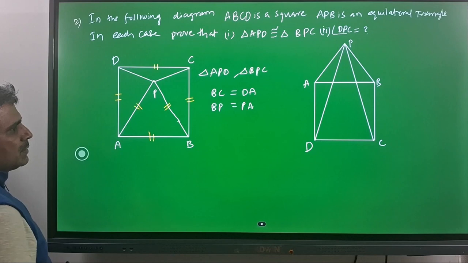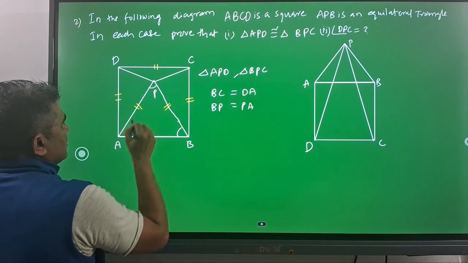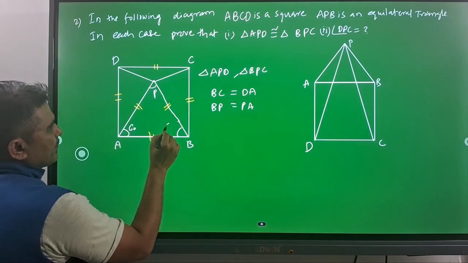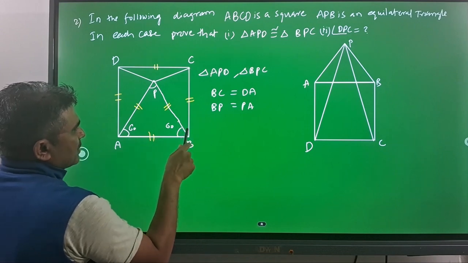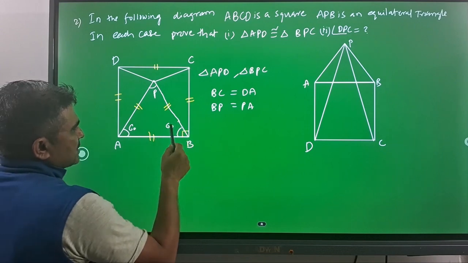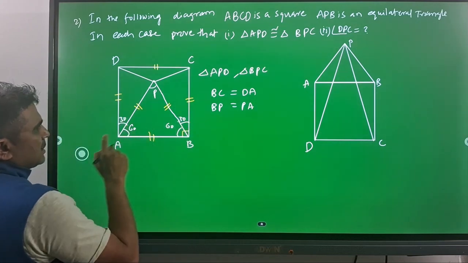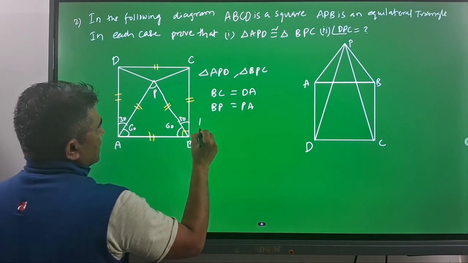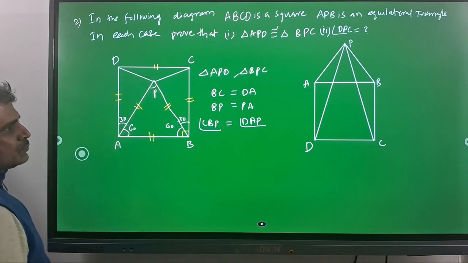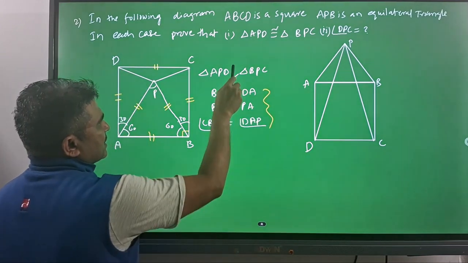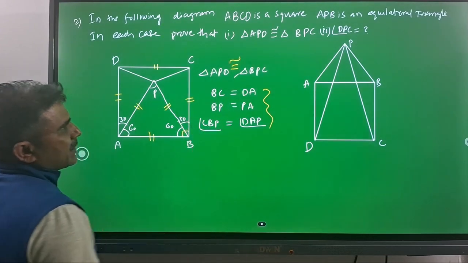We also don't have information about the angles yet. Here, since APB is an equilateral triangle, the angles at the corners will be 60 degrees each. In a square at the corners we have a right angle, so if you take away this 60, the remaining is 30 only. So this is 30, and here also this will be 30. So the angles are the same, and I can write angle CBP is equal to angle DAP. Based on these three equalities we can say triangle APD is congruent to triangle BPC.